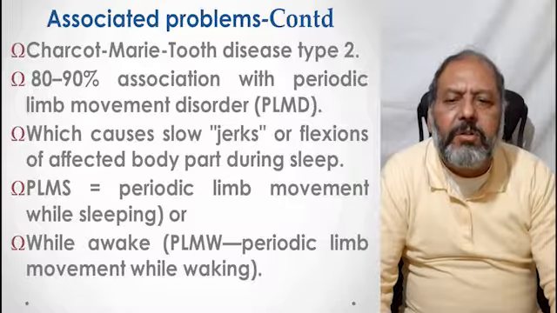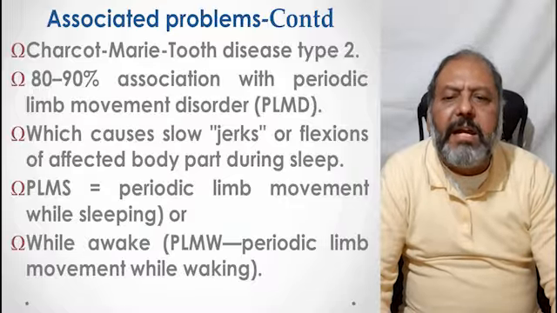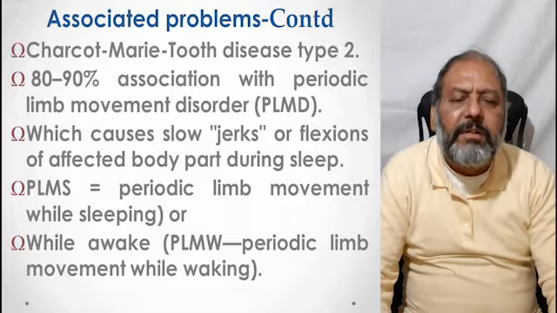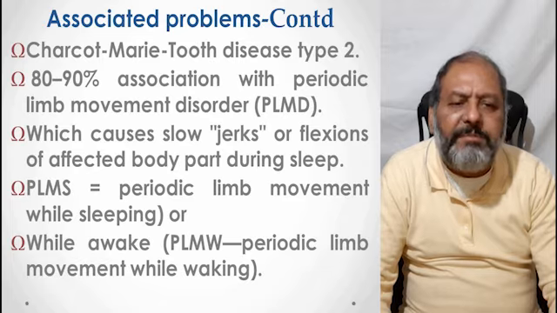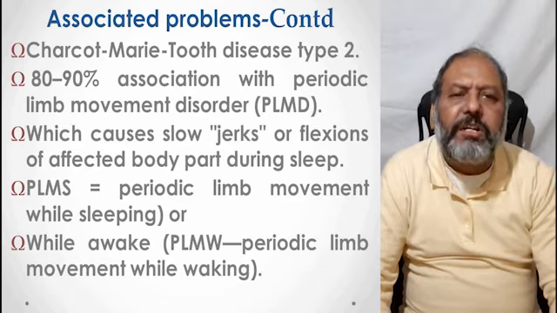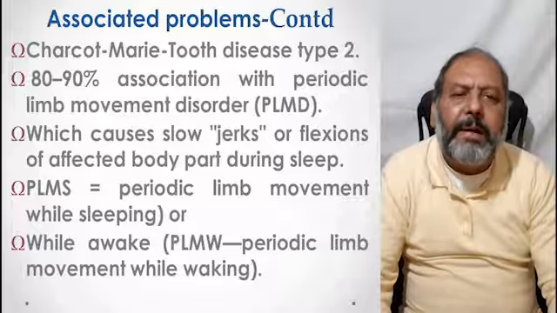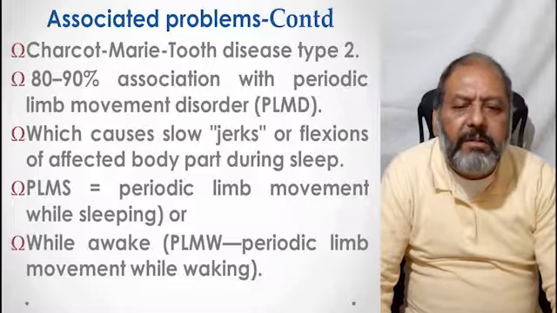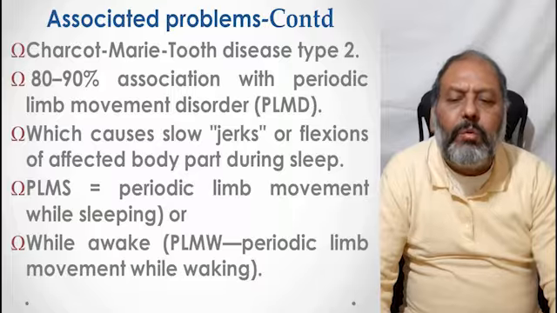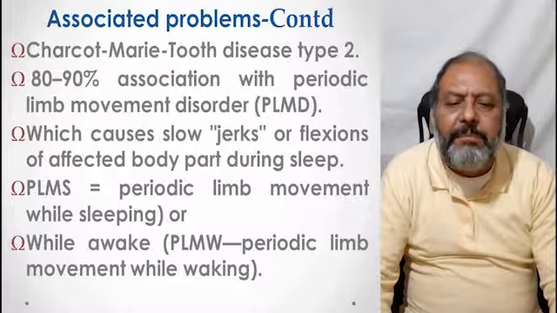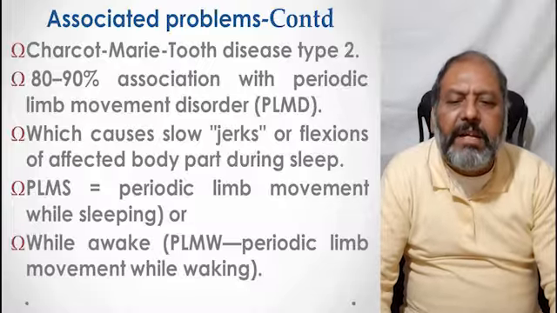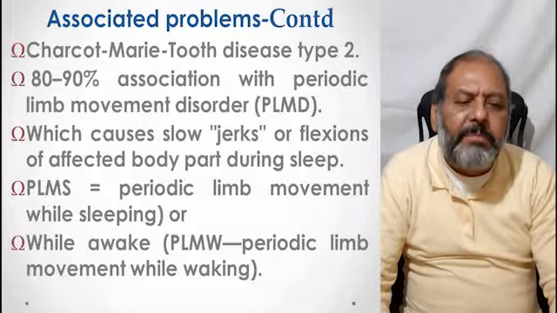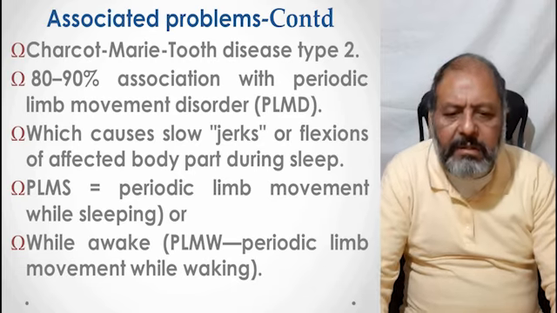Then Charcot-Marie-Tooth disease type 2 has an 80 to 90% association with periodic limb movement disorder, called PLMD, which causes slow jerks or flexions of the affected body parts during sleep. PLMS is periodic limb movement while sleeping, and PLMW is periodic limb movement while awake.